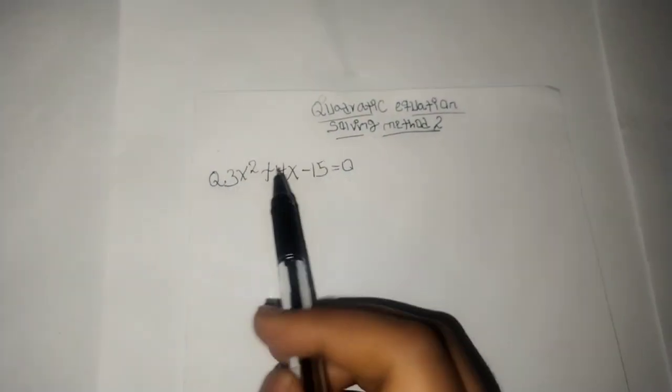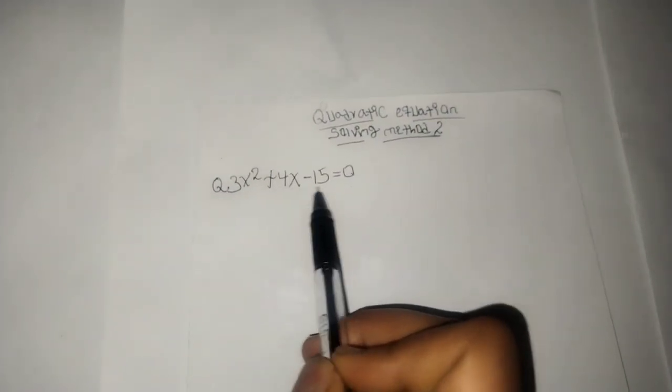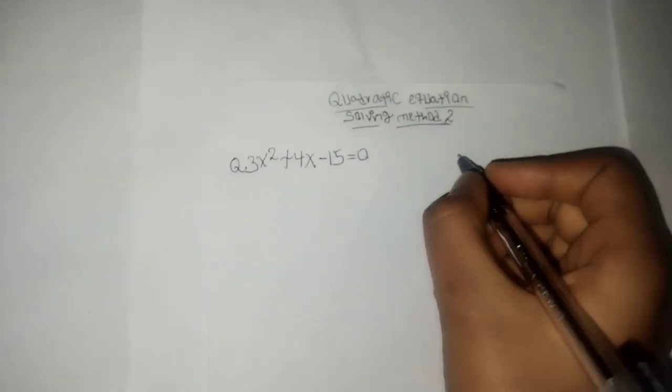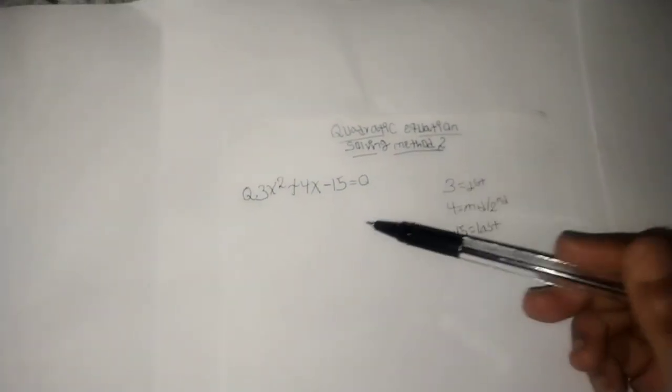So firstly, we're going to name them. We're going to name the coefficients 3 and 4 and also the constant negative 15. Let's name 3 as the first, while 4 is the middle value or the second one, and negative 15 is the last. After naming this, we're going to try to find two numbers.